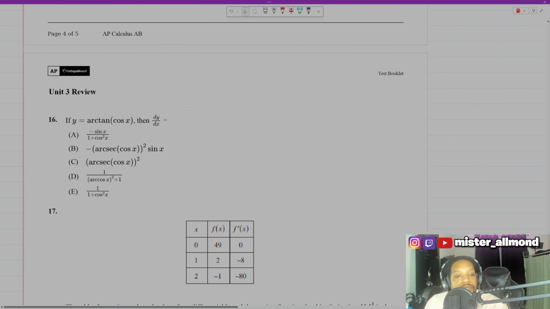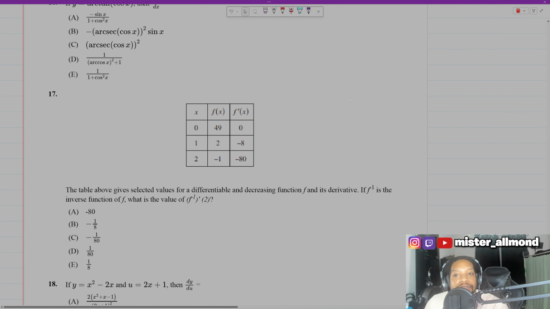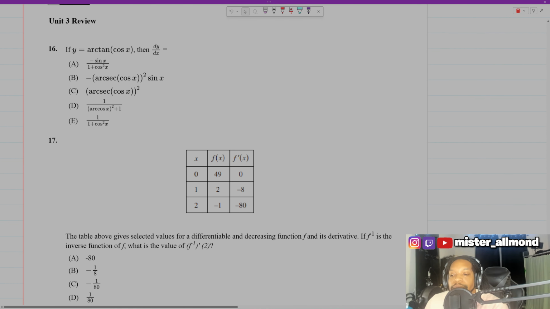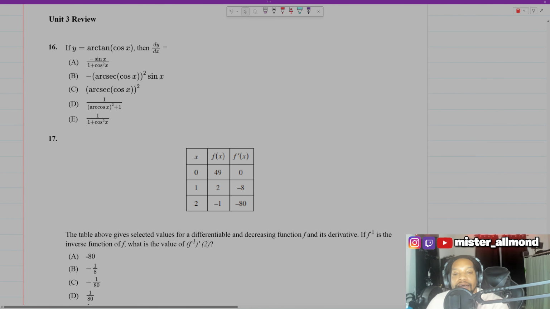Okay. Couple more. I like this one already. I haven't tried it yet, but just from first glance, I like this one. Hold on. Okay.